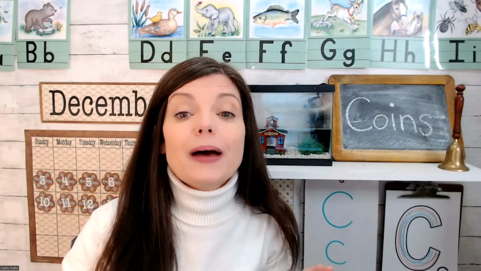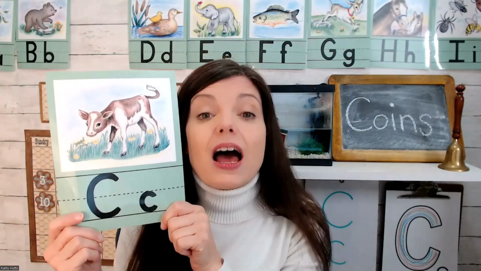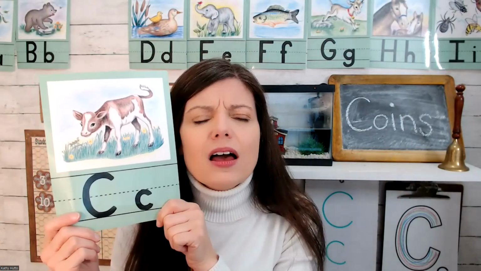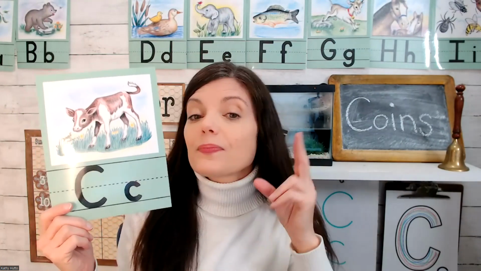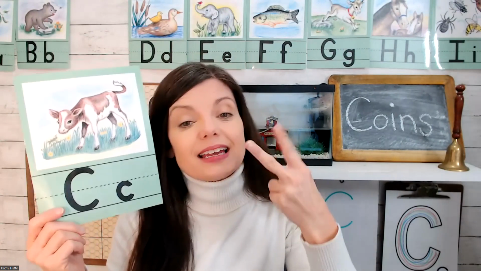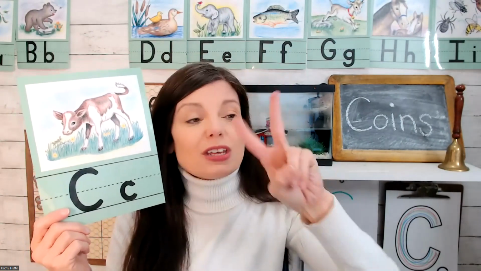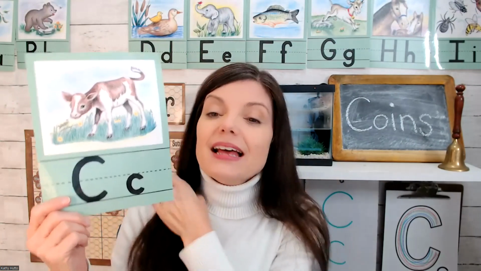Well, now we know how to recognize C and write it. So next, let's talk about the sound that letter C makes. C says k, k, k. Can you make that sound? C says k, k, k, as in cut. Pretend that your fingers are scissors. Letter C says k, k, k, as in cut.